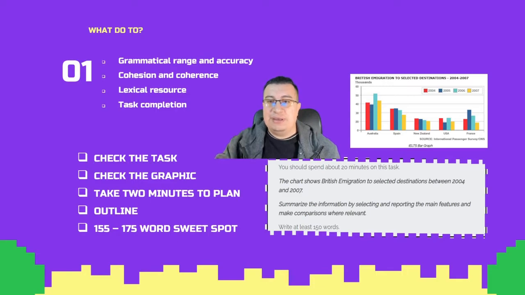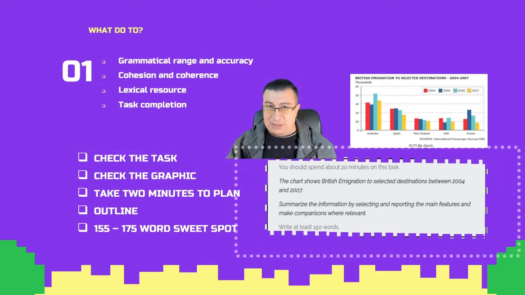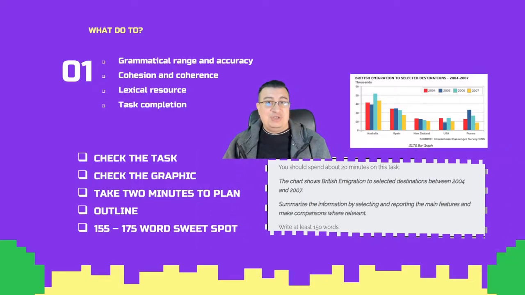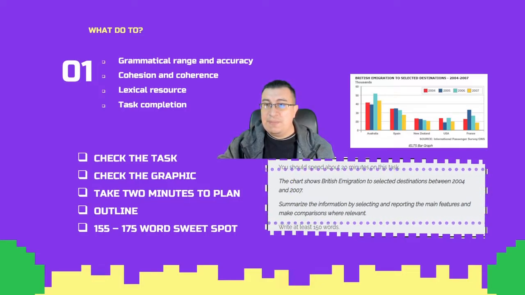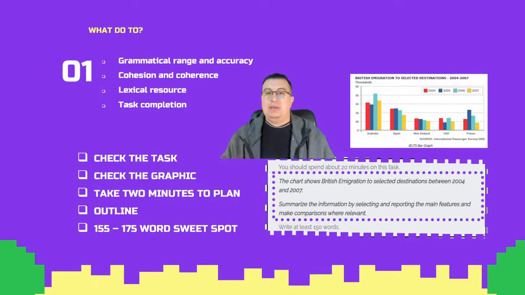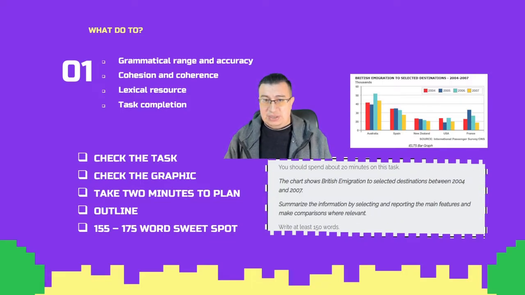Now, the first thing you should do is check the task, not the graphic, the task. Now that you have checked the task and each one of the parts, for example, this one, what do we have to do? Let's check this. The chart shows British emigration to selected destinations between 2004 and 2007. Summarize the information by selecting and reporting the main features and make comparisons where relevant. Write at least 150 words. Okay, now we understand the task.